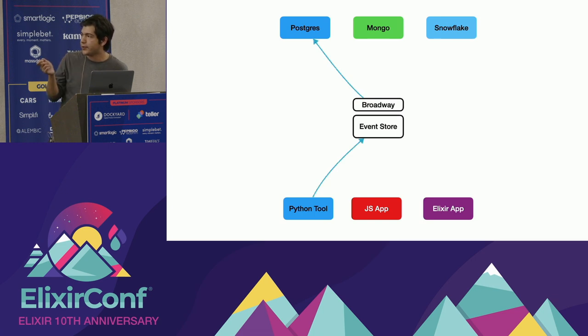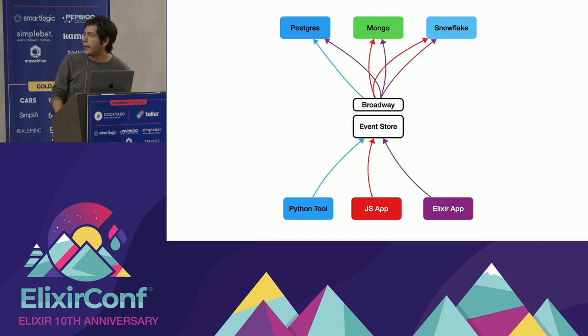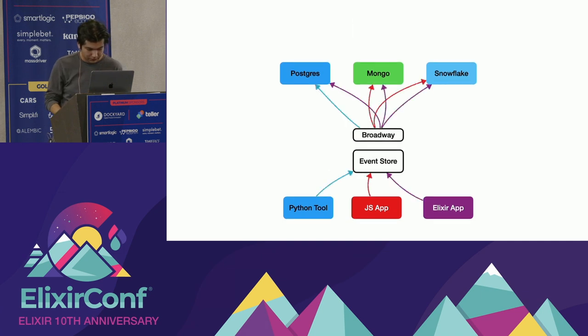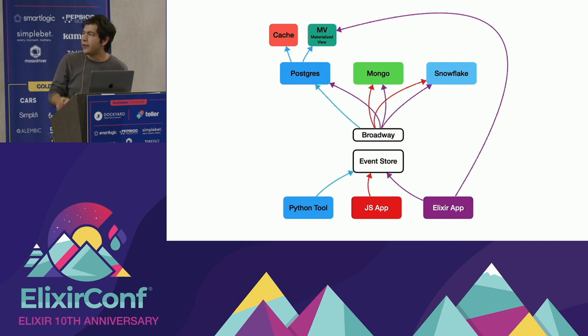So you could have a Python tool that only needs to get to your Postgres, or a React app that needs to hit both MongoDB and Snowflake for future analytics, or an Elixir app that can hit all three for whatever reason. Then your apps, like your Phoenix app, could read straight from those materialized views. And this increases fault tolerance, because if any of your data systems ever went down, you have an event store that had been writing all of your actions as immutable objects, a log of events.